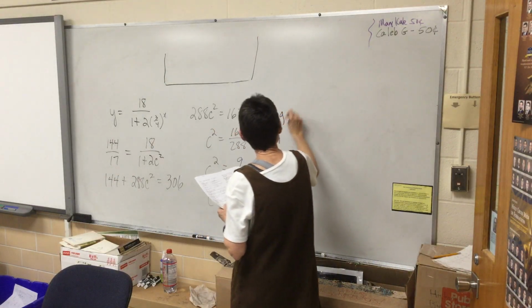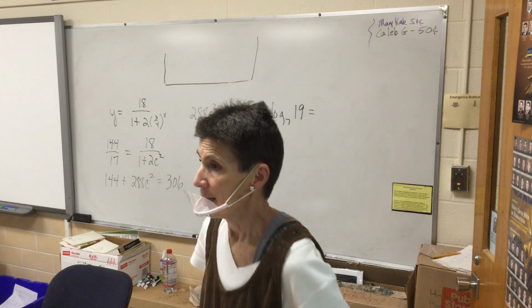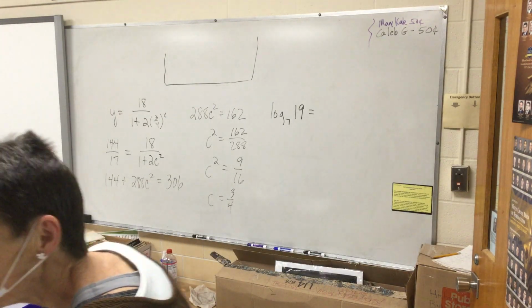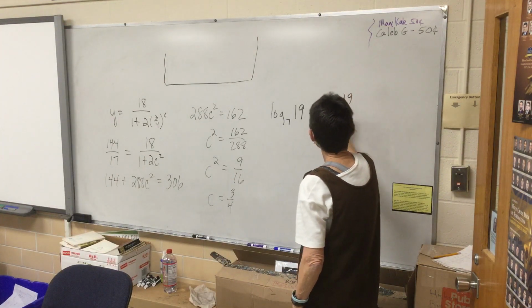Help me out here. Who remembers? There's a short way and a long way to do this. Anybody remember the short way? Rory. Don't you do log 19 divided by log 7? That's exactly what you do. Log 19 divided by log 7.